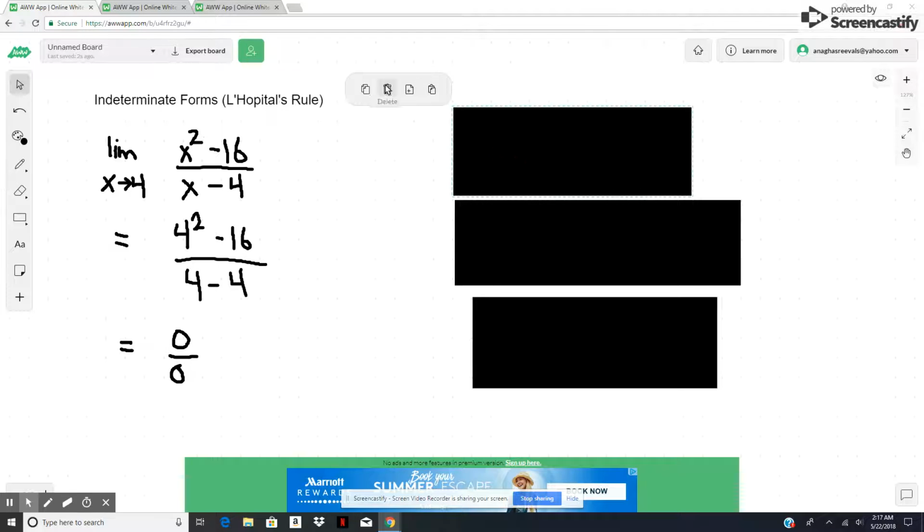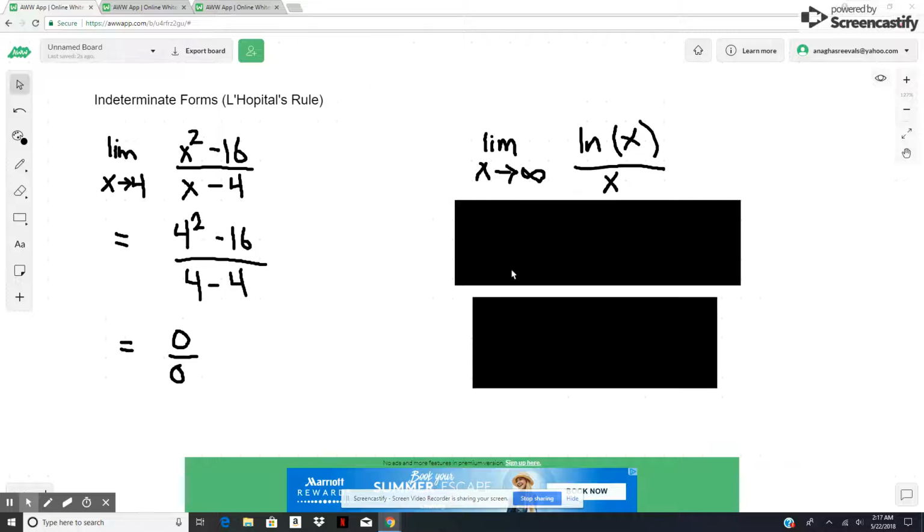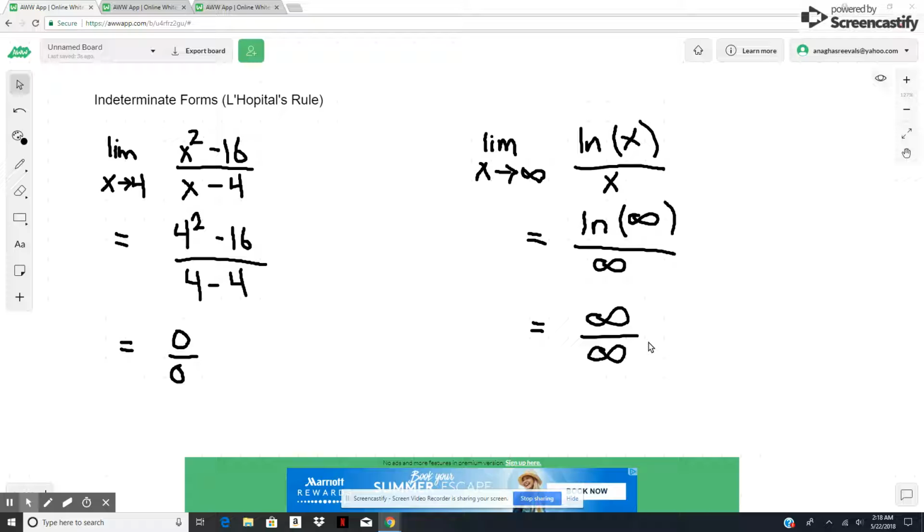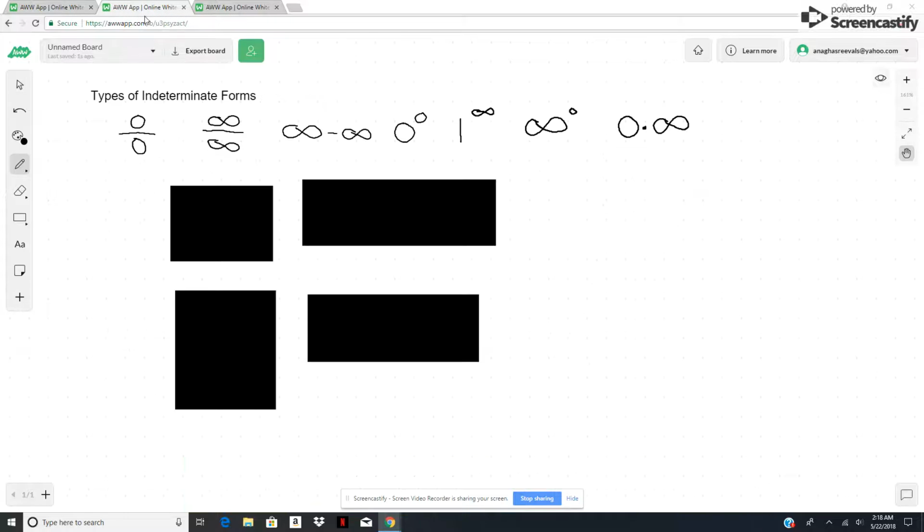Another example of an indeterminate form is the limit as x approaches infinity of ln x over x. When you substitute in infinity, you get infinity over infinity, which is another indeterminate form. So there are more indeterminate forms. These are all the ones I have listed here. I've already shown the examples for 0 over 0 and infinity over infinity.